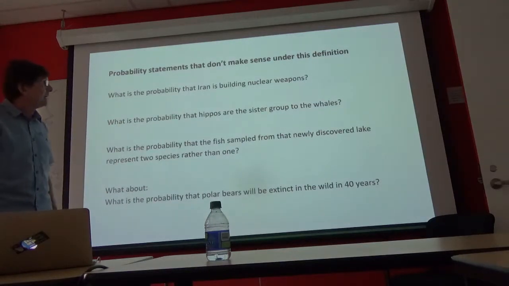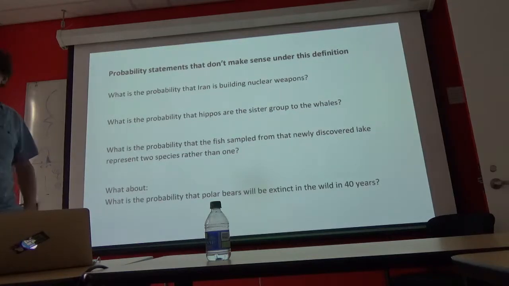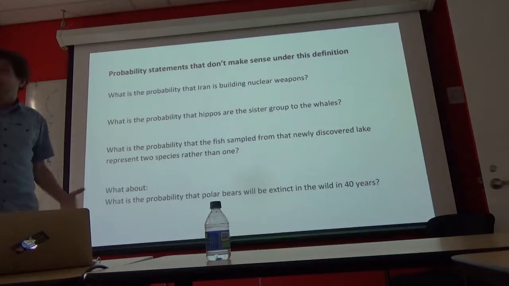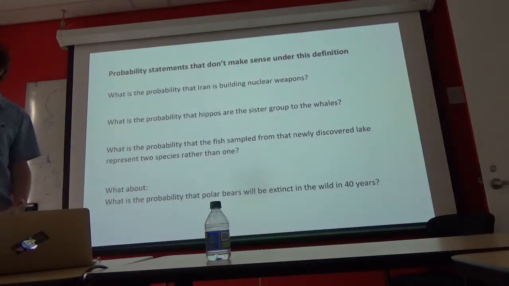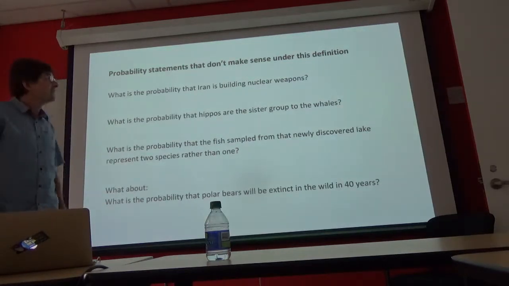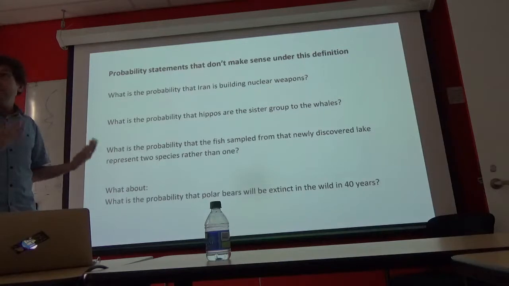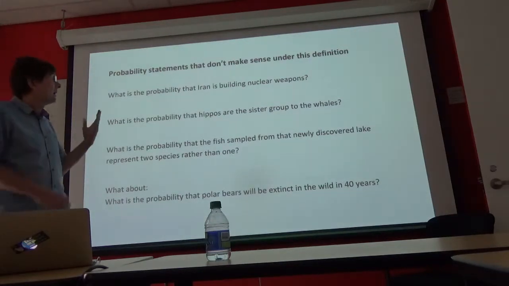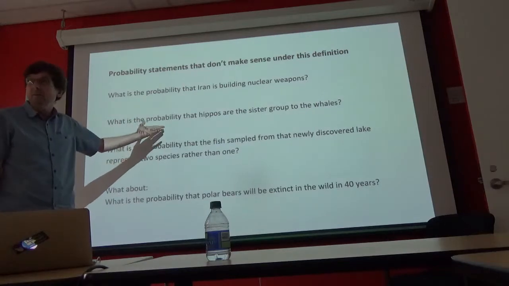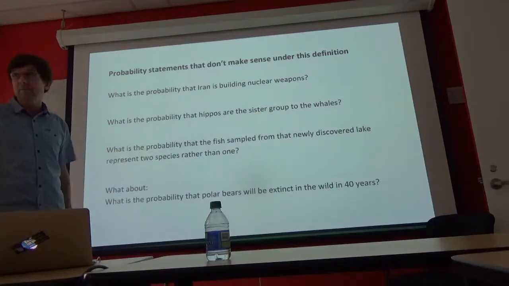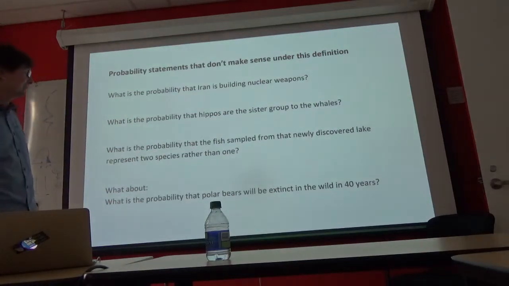What's the probability that hippos are the sister group to whales? What do you mean, what's the probability? Either they're the sister group to whales, or they're not. There's only one clade that includes the hippos and another the whales, and the uncertainty here doesn't arise from any random trial. It arises from our lack of knowledge about this, maybe a limited amount of data that we've been able to gather to determine the answer.